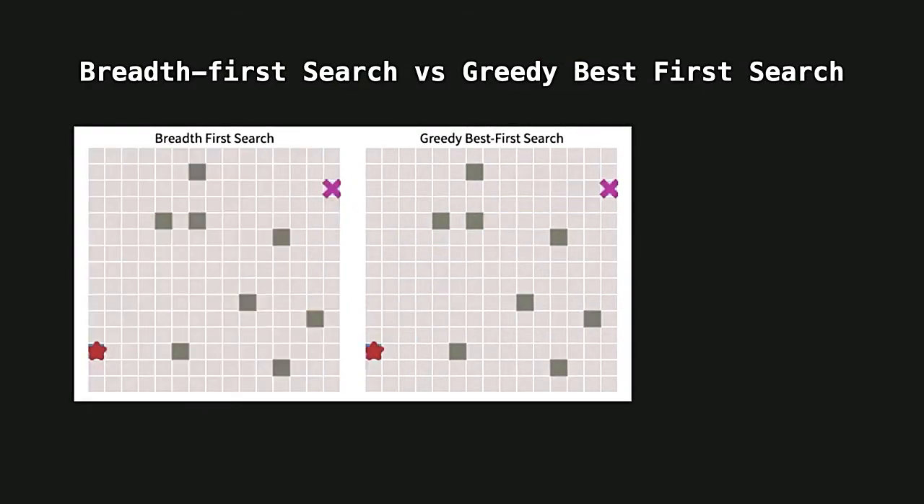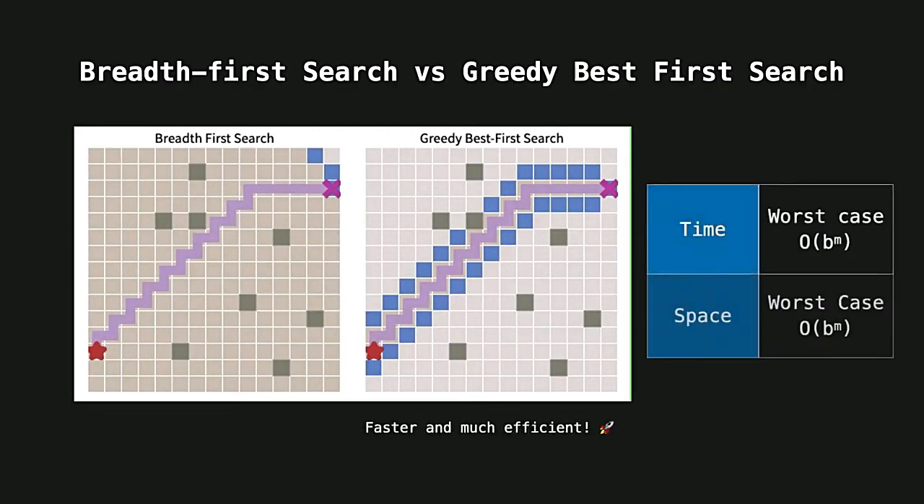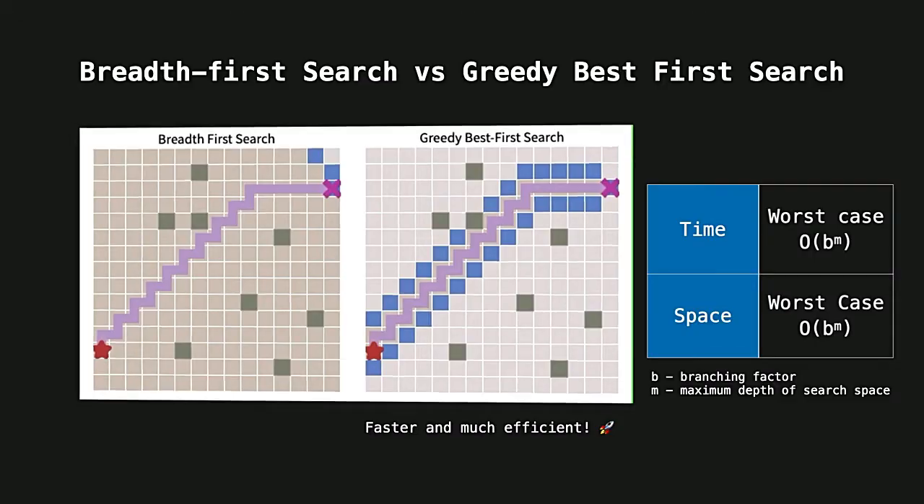Here, we can clearly see how greedy best first search differs from breadth first search. It is much faster and more efficient. We can also see the worst case time complexity and space complexity of greedy best first search.